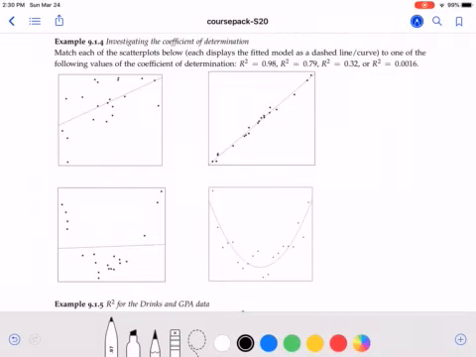So we want to match each of these values of R squared to each of these 4 pictures. The first one, R squared equal 0.98, is going to be the one that has the best fit. And the one we see that has the best fit is this one with a very strong linear fit. The R squared of 0.79 is going to be the second best fitting one, and that's going to be this one right here.